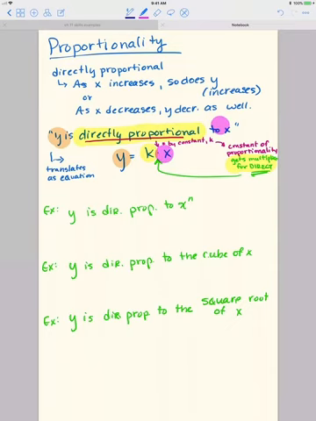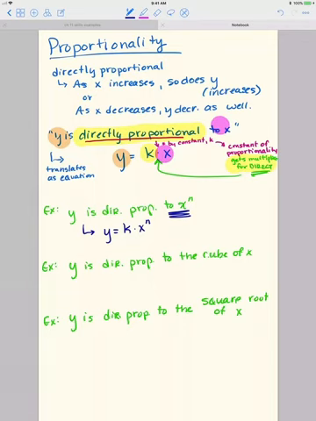So for example, if you have the phrase y is directly proportional to x to the n, like the power functions that we've been working with, then that would translate to the equation y equals the constant directly times x to the n, like whatever it said it was directly proportional to. So y equals k times x to the n.